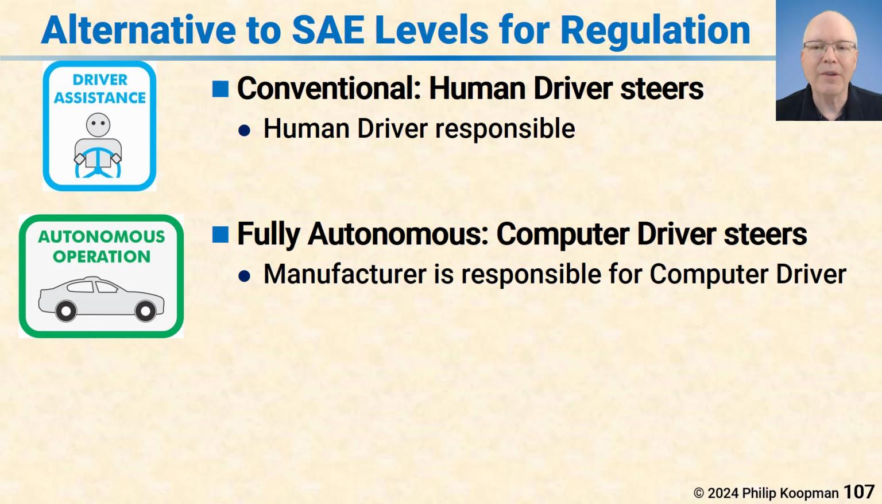Next is fully autonomous. Think robotaxis and uncrewed trucks. The computer driver is steering, the computer driver is doing everything, so the manufacturer ought to be responsible for the computer driver. Why the manufacturer, not someone else? Well, the manufacturer is the party in the best position to fix safety problems that might be there. You could try and make the vehicle owner responsible, but they don't have access to the software. How are they supposed to know whether it's safe, let alone fix a safety problem? It sort of has to be the manufacturer.